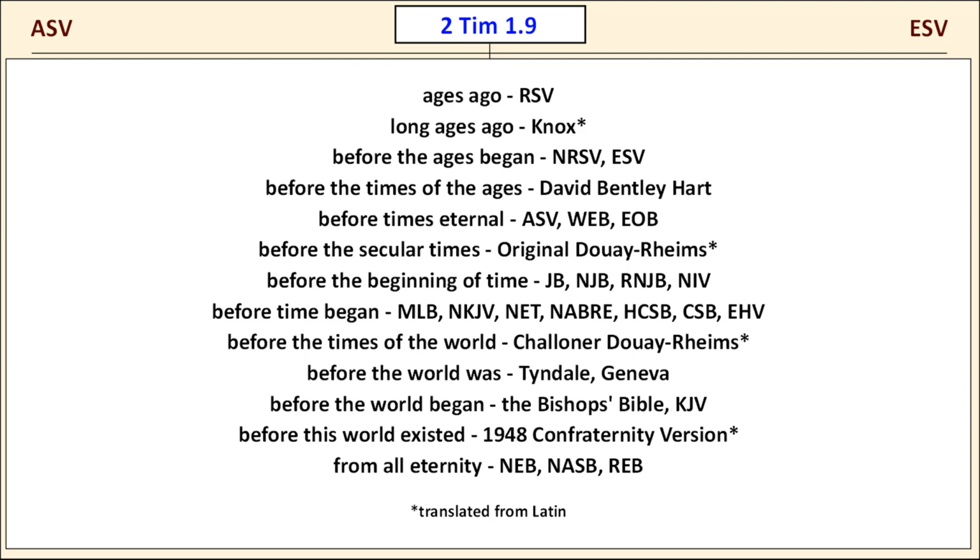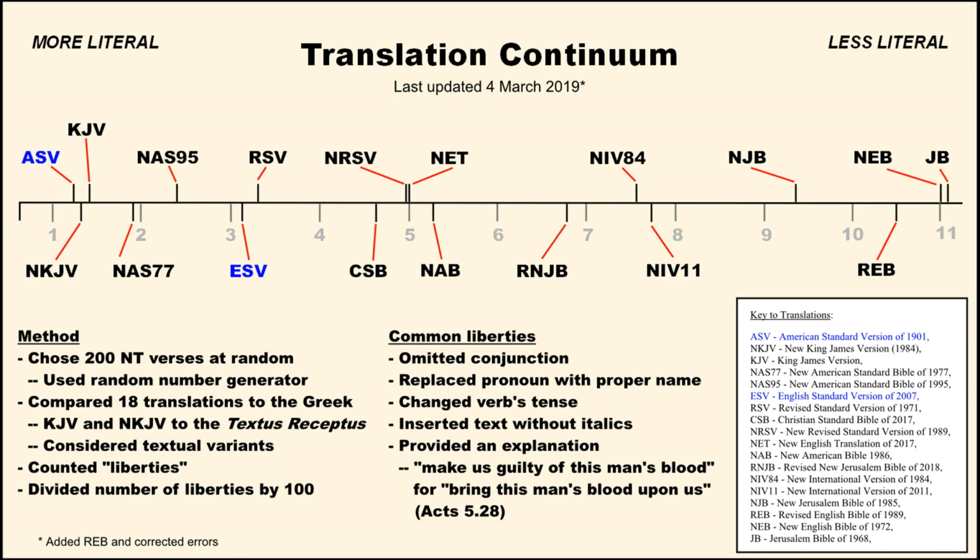It's interesting to see how various translations deal with this curious Greek expression. "Before time began" seems to be quite popular with the translators. These examples demonstrate that the ESV is not as literal as it could be. I showed several other examples in part 2 of my King James Version versus English Standard Version video.